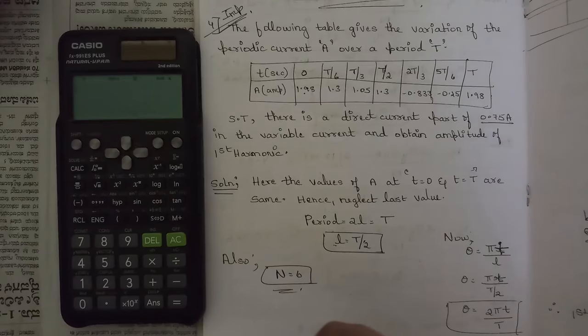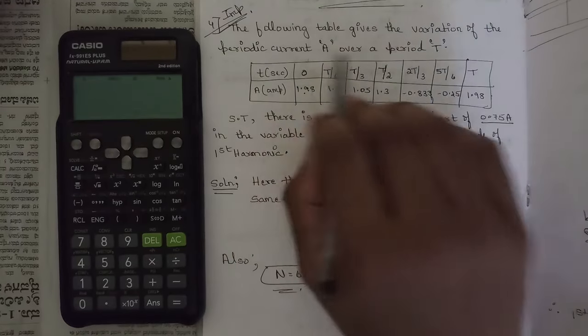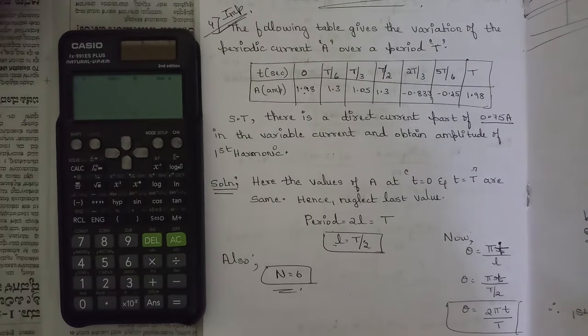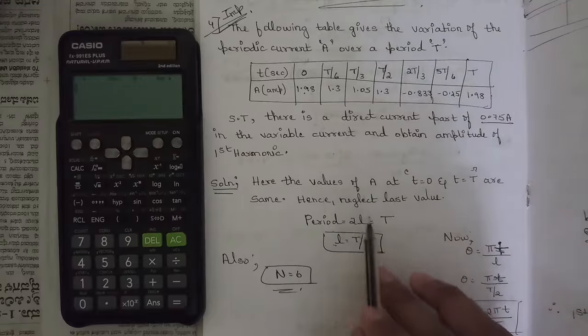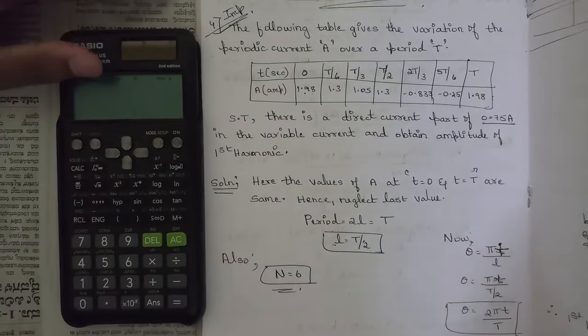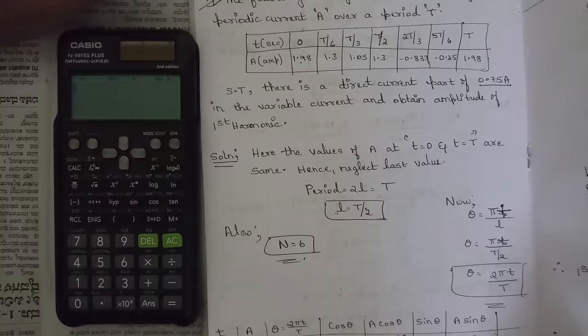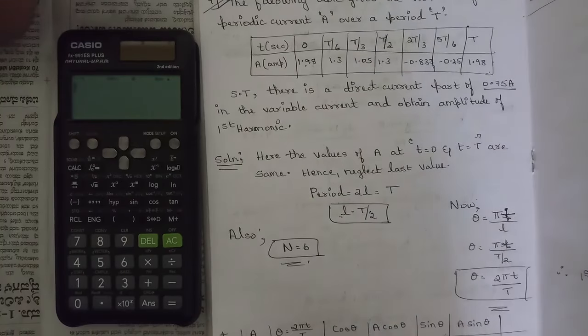So we can directly say that the period is not equal to 2 pi, but the period is equal to T. Okay, because in the question it's given to us over a period T, and we know that if the period is not equal to 2 pi, we should write period is equal to 2l, right? Yeah, but the question doesn't complete here.